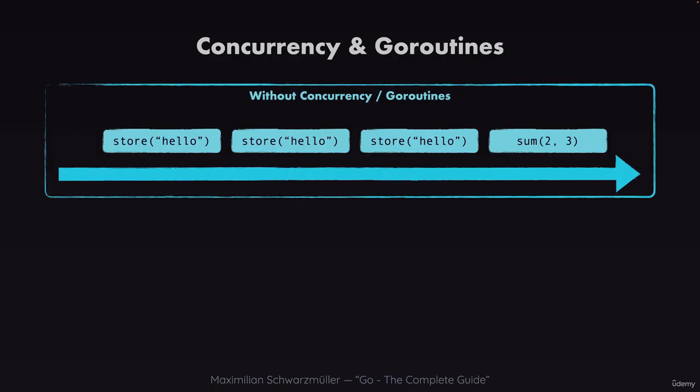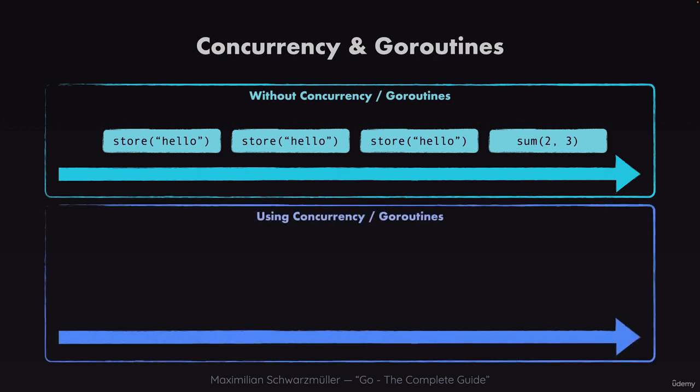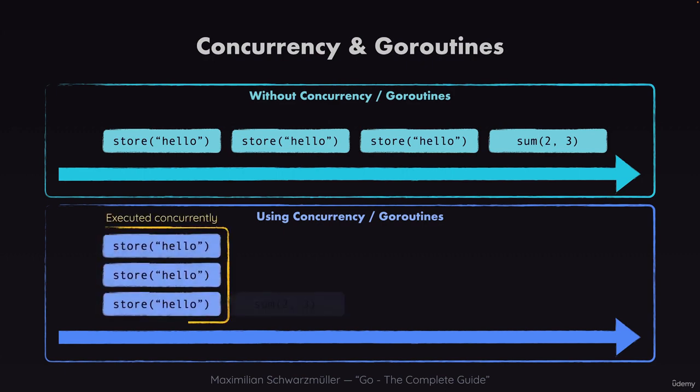Now, in many programs, this behavior isn't a problem because all functions might be relatively quick or might simply depend on each other, and therefore running them in parallel might not make a lot of sense. But you can, in Go, actually run code in parallel and execute functions concurrently by using a feature called Go routines. And that's what we'll now take a look at.